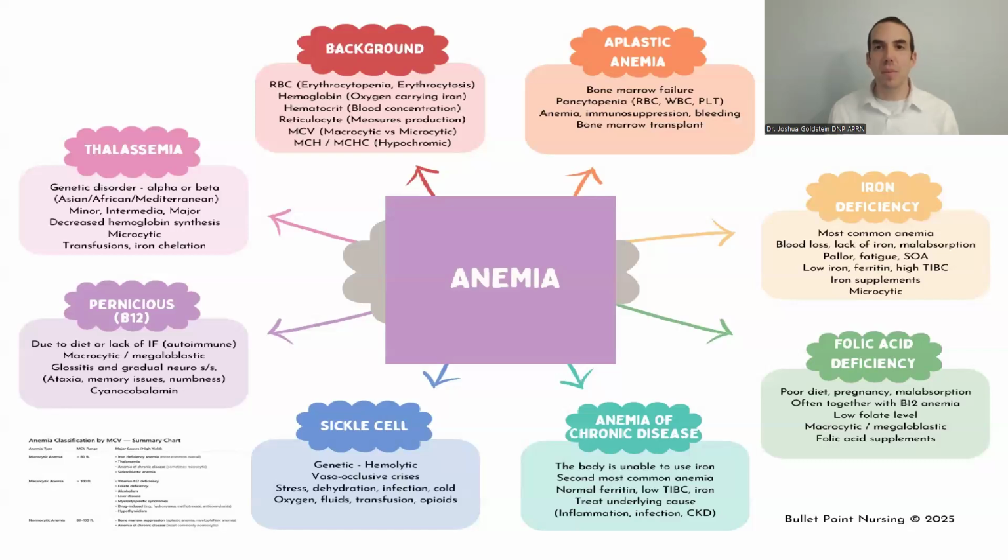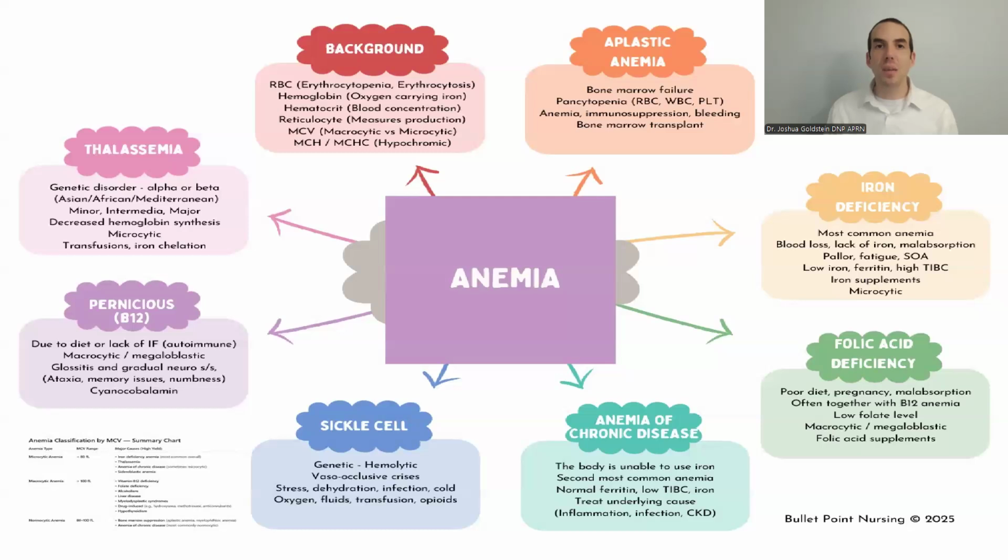Starting with aplastic anemia. Aplastic anemia is bone marrow failure. Bone marrow is where we produce red blood cells. It's also where we produce white blood cells and platelets. If a patient has bone marrow failure, they're going to have a decrease in all of them. Not only are they going to be anemic, with a low red blood cell count, but they're going to have a low white blood cell count and low platelets. That's called pancytopenia, when the red blood cells, white blood cells, and platelets are all low.